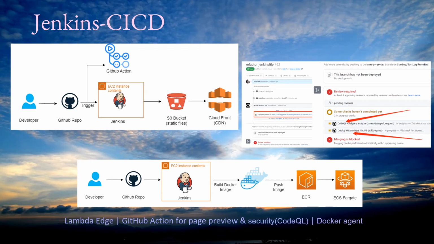And lastly, we use a customized Docker agent to build our Jenkins pipeline, which can organize and isolate different framework versions easily. Now, Sally will explain our Terraform infrastructure.